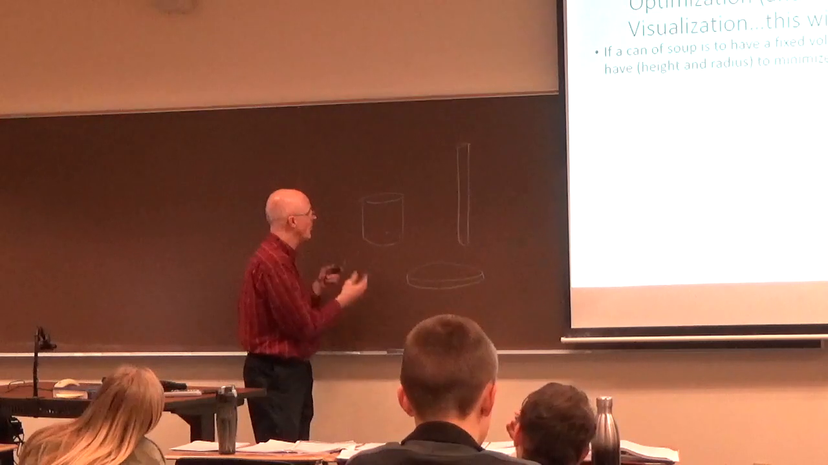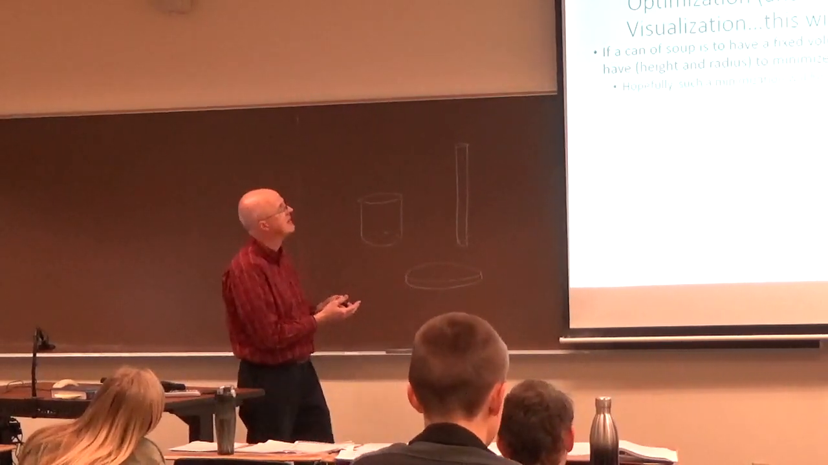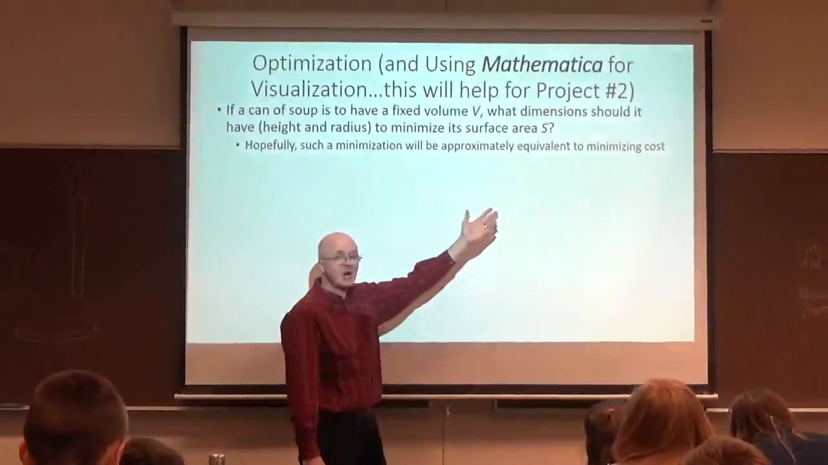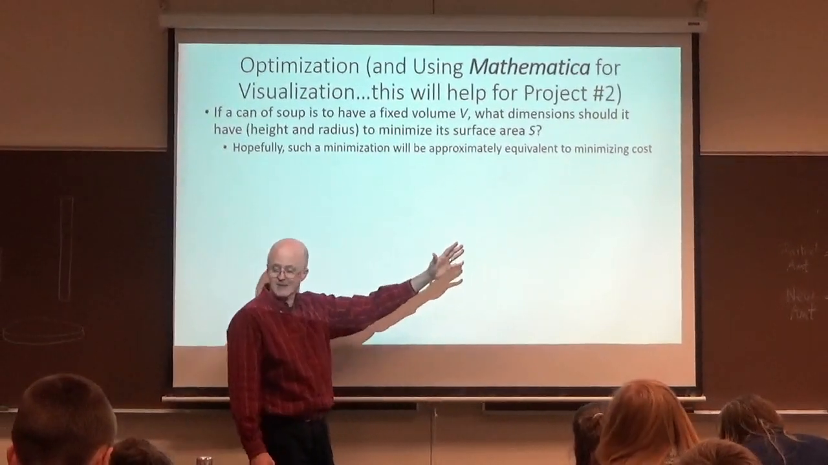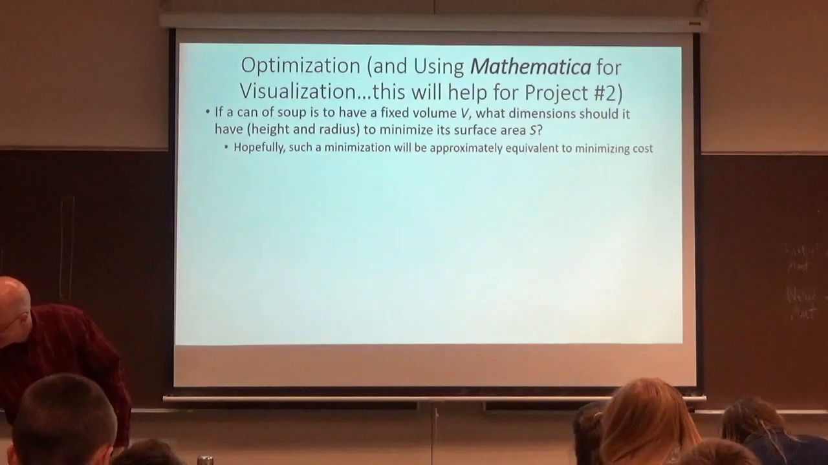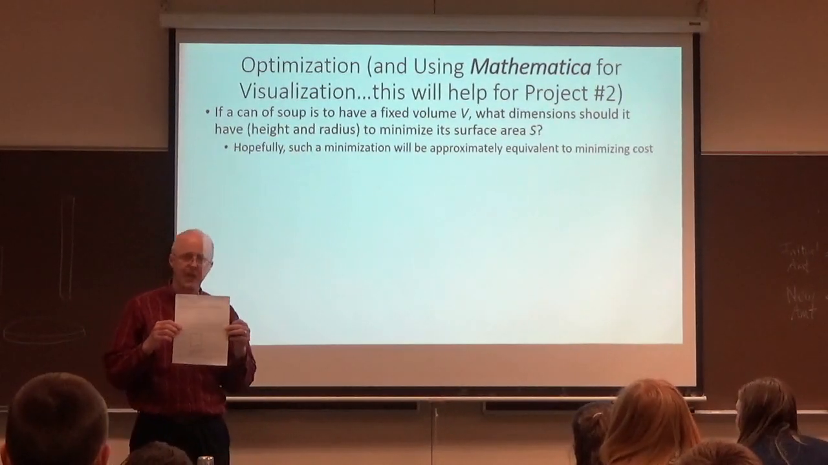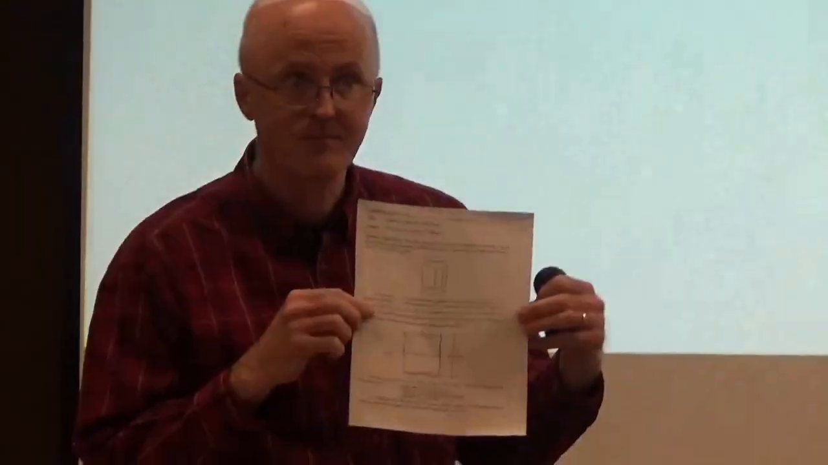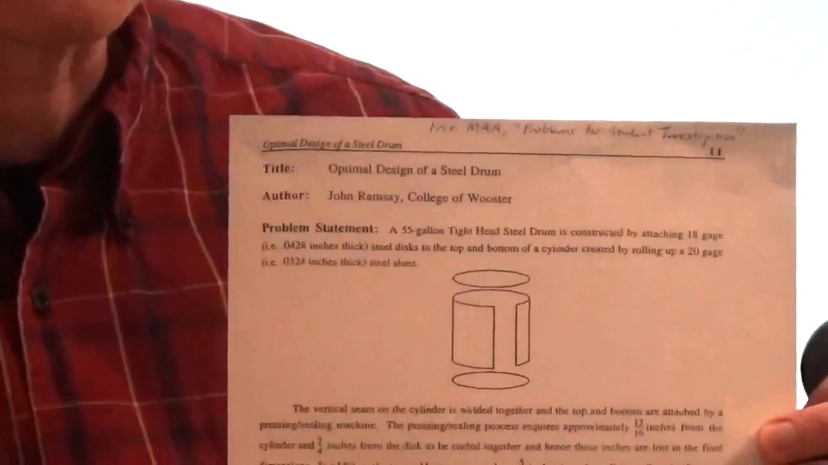I'd like to find which one of these has a minimum surface area because, well, that might be approximately equivalent to minimizing cost. Now, it's not exactly equivalent to that. And in fact, one of the project possibilities involves investigating not just the dimensions of a soup can giving you a minimum surface area, but also taking into account welding costs and things like that.